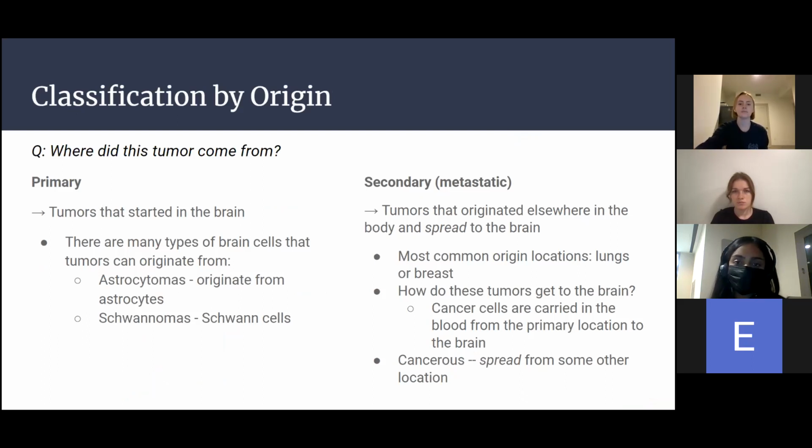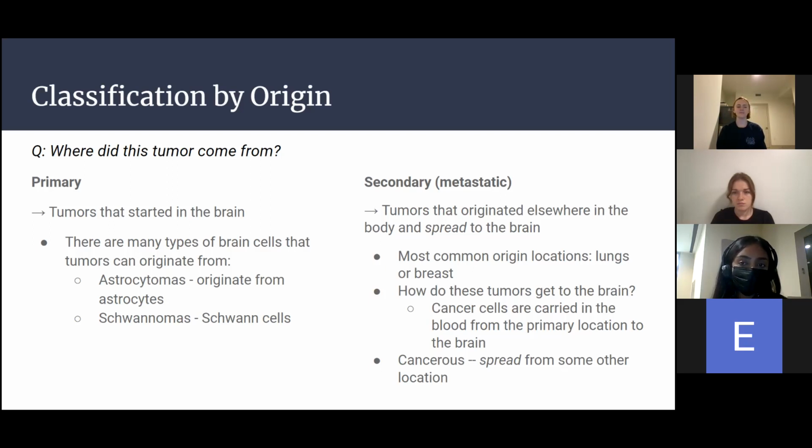The next way that we can classify brain tumors is by origin. So when you're trying to use this classification method, I want you to ask yourself, where did the tumor come from? And once again, there are typically two main classes of answers to this question. Either the brain tumor started in the brain, or it started somewhere else in the body and came to the brain. If the tumor started in the brain, we call it a primary brain tumor. And this means that the brain is its primary or first location.